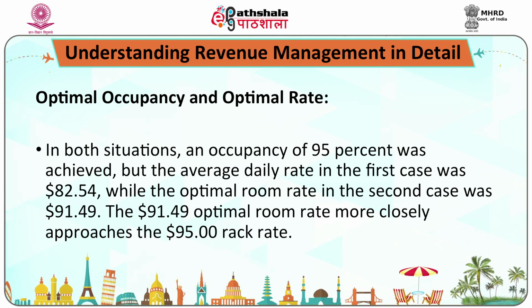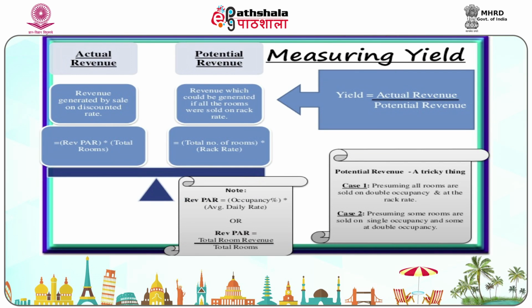In both situations, an occupancy of 95% was achieved, but the average daily rate in the first case was $82.54, while the optimum room rate in the second case was $91.49. The $91.49 optimal room rate would closely approach the $95 rack rate. Measuring yield.